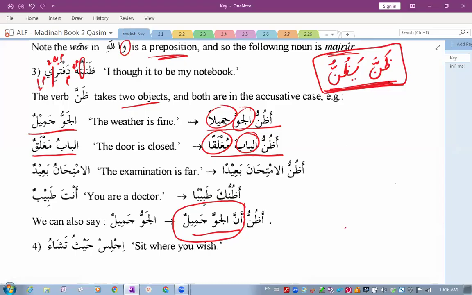So in azunnul imtihana baidan, is baidan a zarf? No. Baidun can come as a zarf, but over here it is coming as a maf'ulun bihi. Azunnu, I think. What do you think? Al-imtihana, the exam. What about it? So this is my maf'ulun bihi number 1. Baidan is what I think of it as, a maf'ulun bihi number 2. So I think of the imtihan as far.